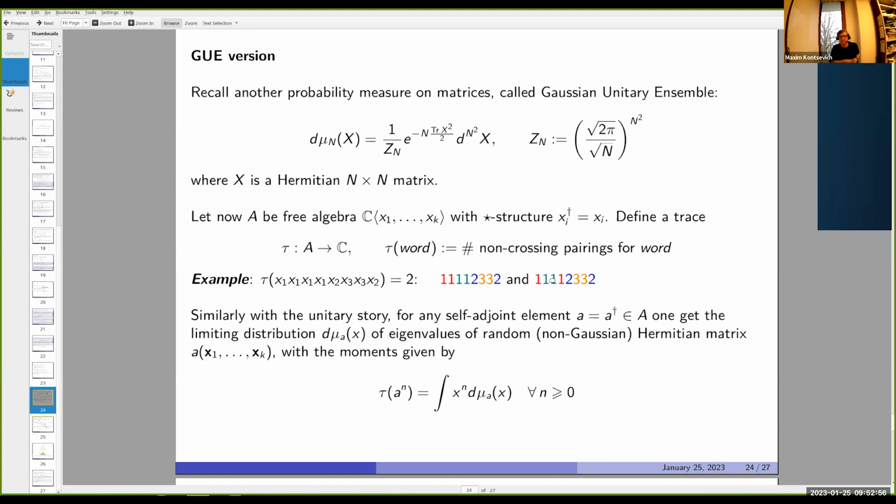So this is the notion of crossing and non-crossing pairings, and it comes from Wick's rules. You consider the trace of a product of Hermitian matrices divided by n, and the mean value goes to this number of non-crossing pairings. Then one can essentially repeat the story, and for any self-adjoint element, one gets a limiting distribution of eigenvalues of a random Hermitian matrix, some expression in independent Hermitian matrices, and the moments are given by this new trace applied to the power of my element in my new algebra.